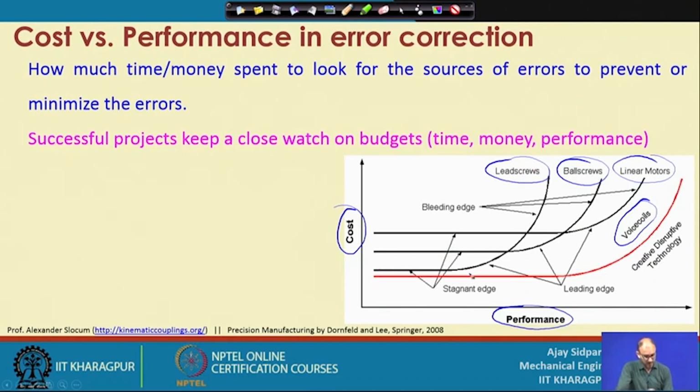So, let us start with the lead screw. Now, if you see, the lead screw has one particular stagnant edge. So, this is called the stagnant edge. What is this stagnant edge?